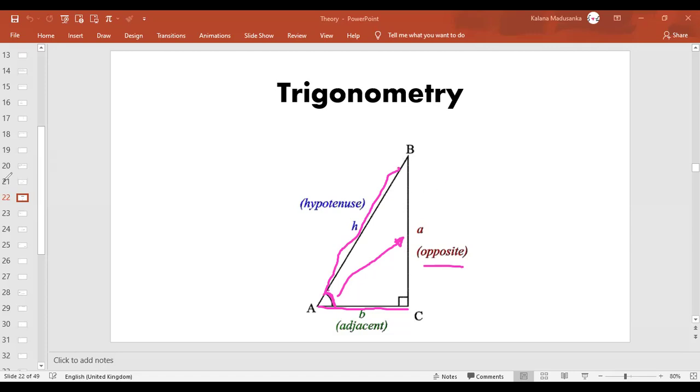So if I create a different scenario, if I consider this other angle, what is going to be my opposite? It is going to be this one. This is going to be the opposite. Then this is going to be the adjacent, and this is always the hypotenuse, right? That is how we can name a triangle.